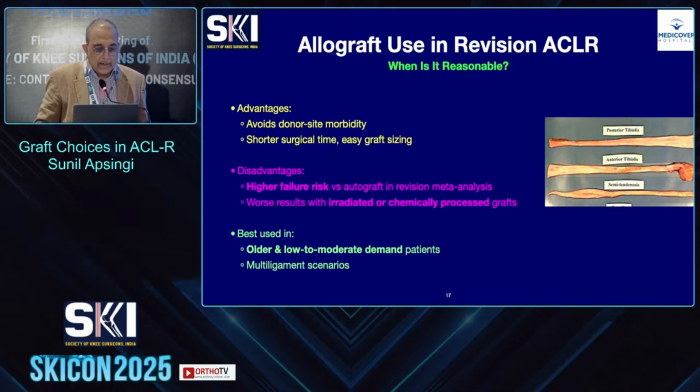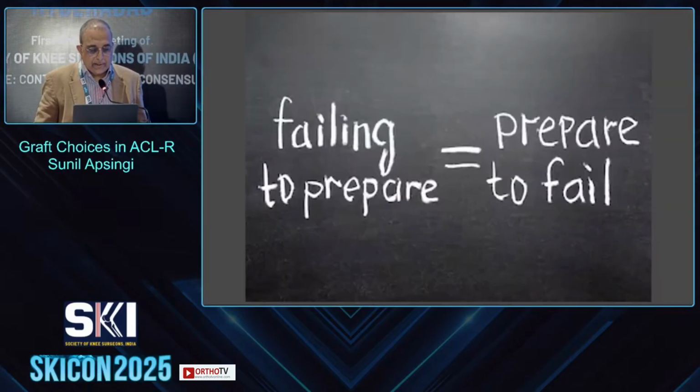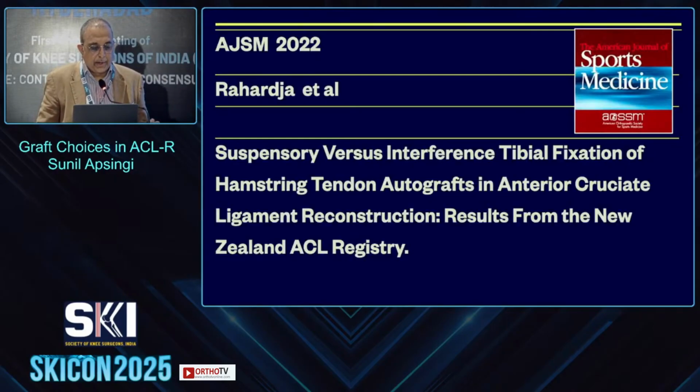Allografts, we all know the advantages. They avoid donor site morbidity, shorter surgical time. Disadvantages: high failure and worse results when they are irradiated or chemically processed, best used in low demand patients or multi-ligament scenarios. We all know this, failing to prepare is preparing to fail. So how do we avoid this?